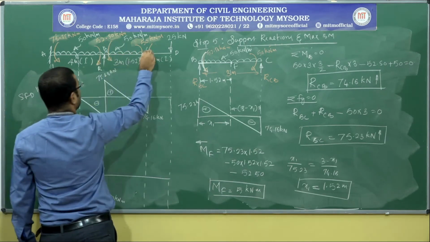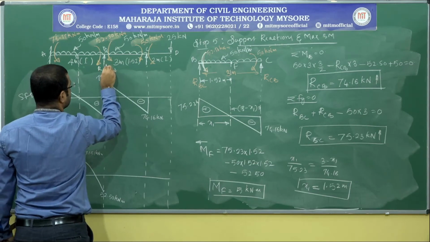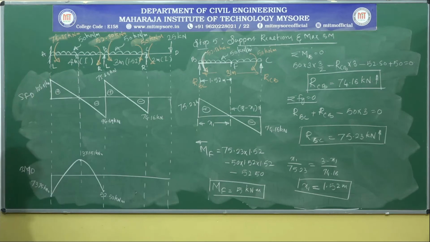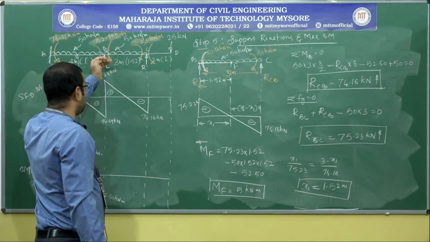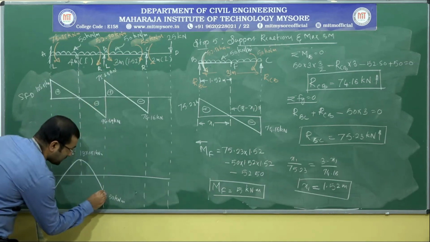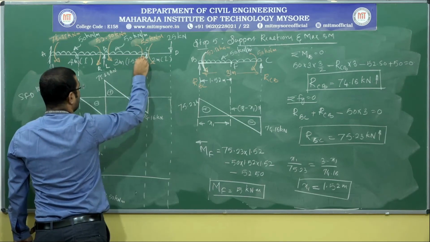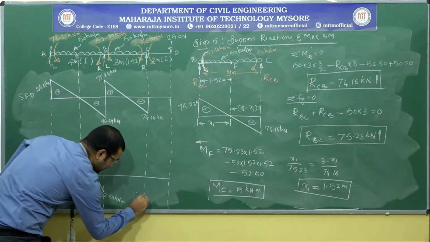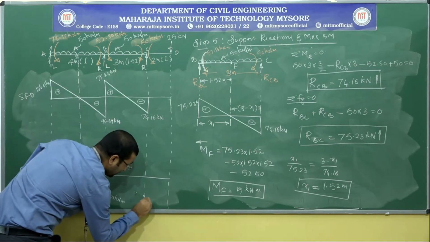Now when it comes to the BC, let me consider B is on the left side and C is on the right side. So left side we have an anticlockwise moment, so left side anticlockwise is negative. So consider a point below the line. Right side we have a clockwise moment, so right side clockwise is again negative. So consider another point below the line, which is about 50 kilonewton meter.